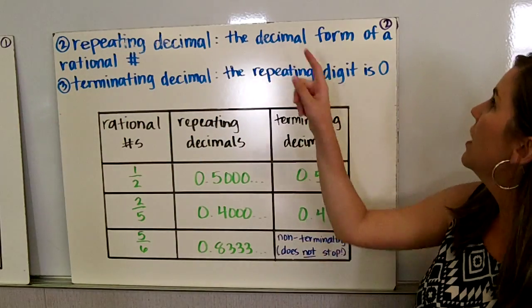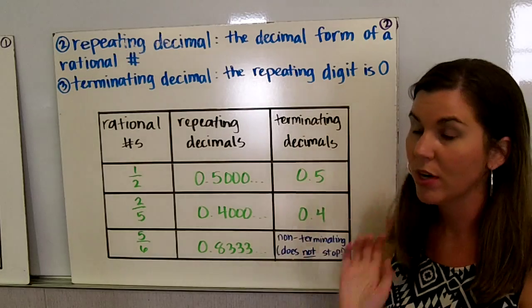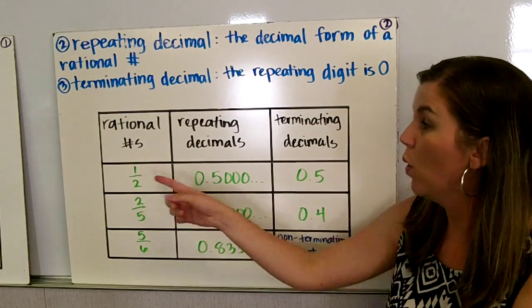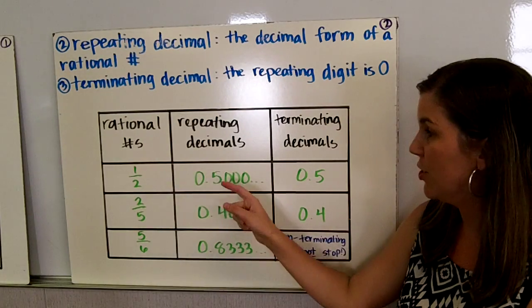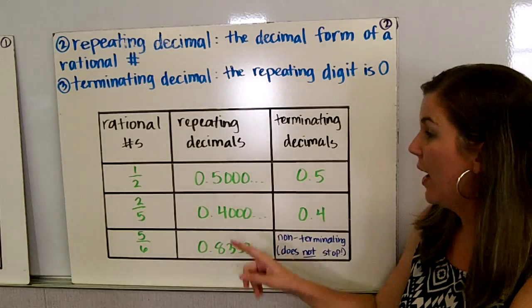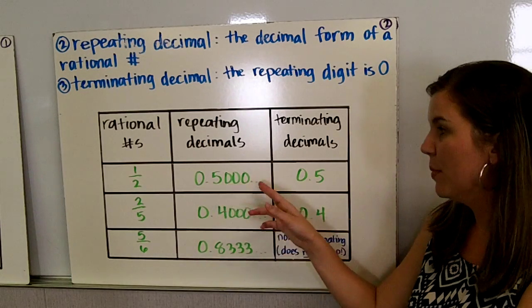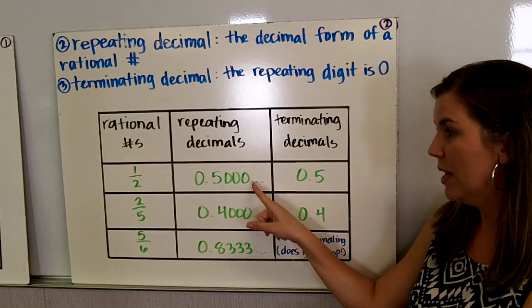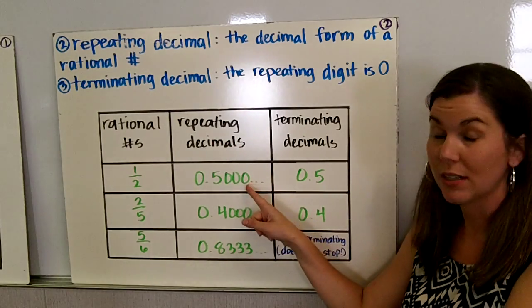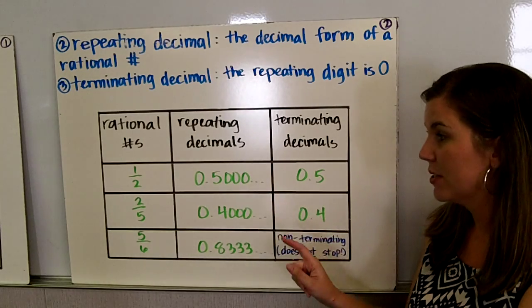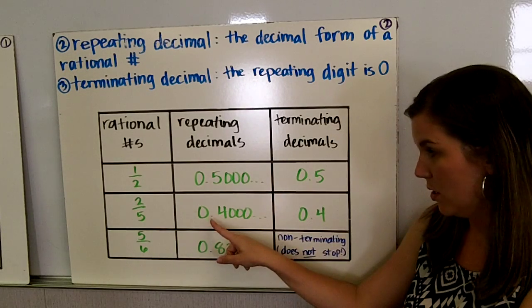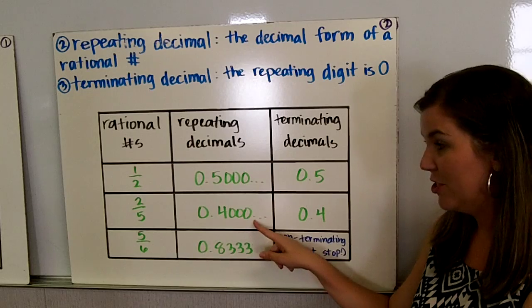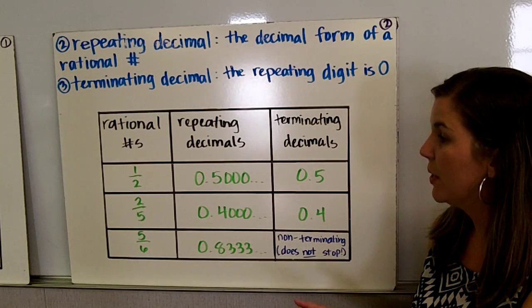A repeating decimal, the decimal form of a rational number. So if you have the fraction 1/2, you divide 1 divided by 2, and that gives you 0.5000. There's no remainder, so it just keeps going with a bunch of zeros. This is a repeating decimal. These 3 dots are called an ellipsis, and it means it continues. 2 divided by 5 gives you 0.4 with a bunch of zeros after it. So this again is a repeating decimal.